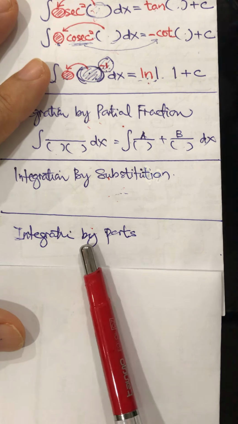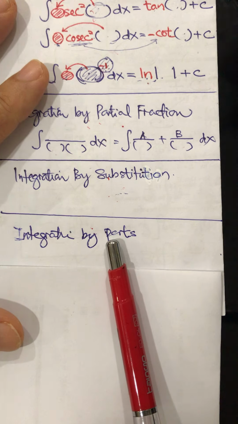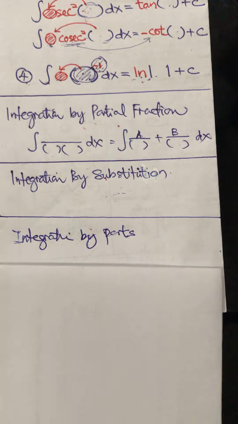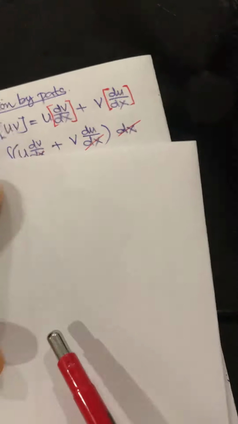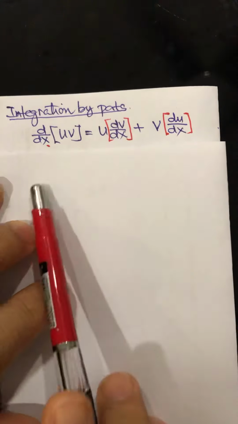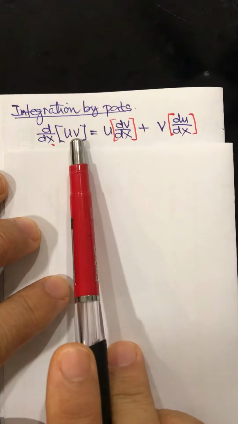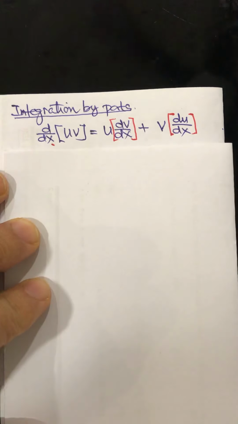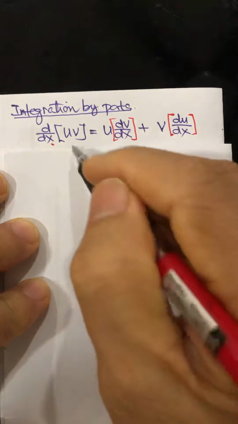What is integration by parts? We will come to that. First of all, you look at this. When you differentiate uv, I told you already, this is just like a house. We have two people staying inside.